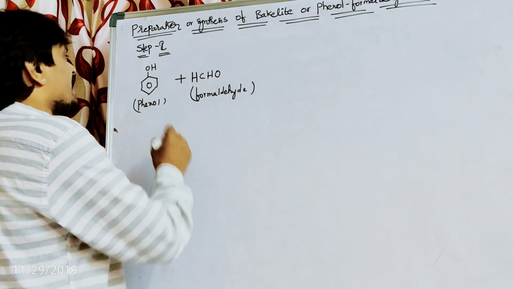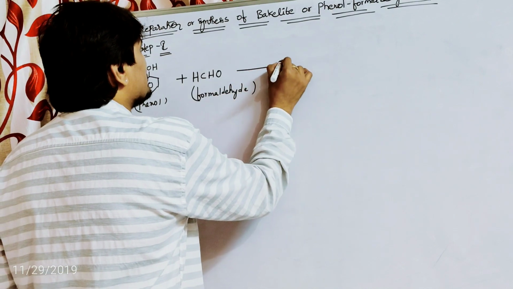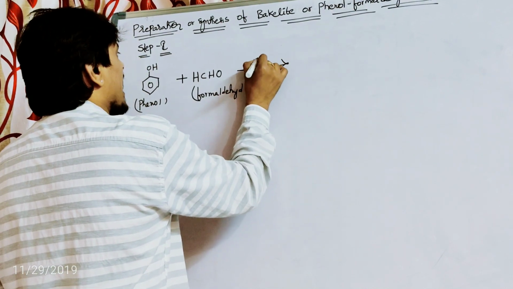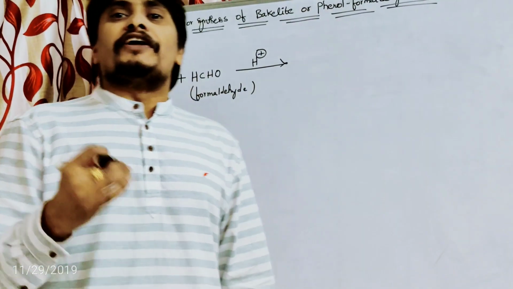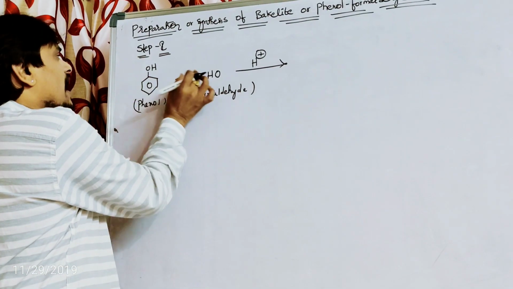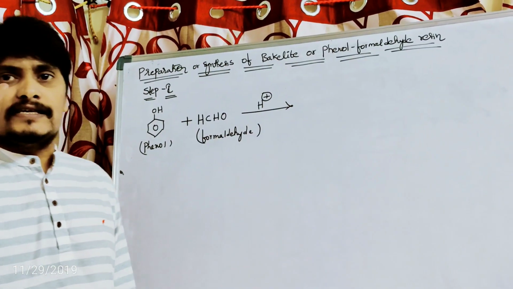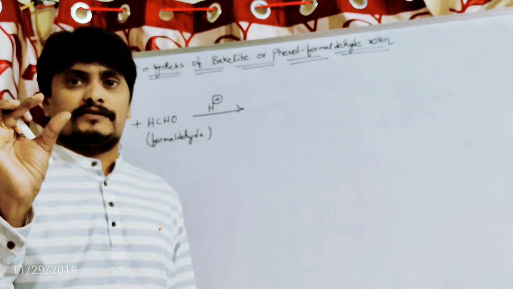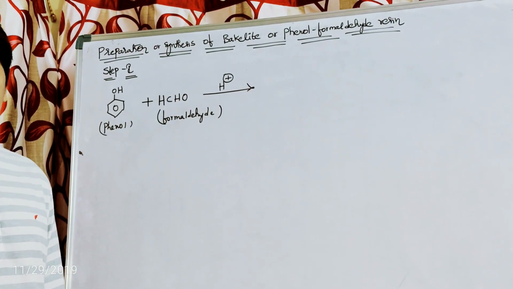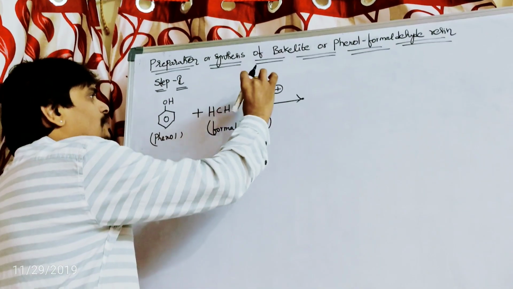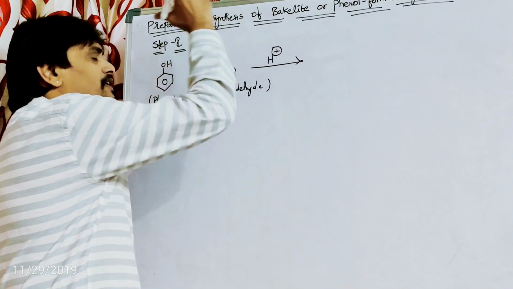Now, this reaction between phenol and formaldehyde is facilitated by acid. Facilitated means what? The reaction between phenol and formaldehyde takes place in the presence of an acid. Acid is H+, that is, the acidity of any substance can be expressed in terms of H+ ions. That's the reason I'm expressing the acid in terms of H+ ions.